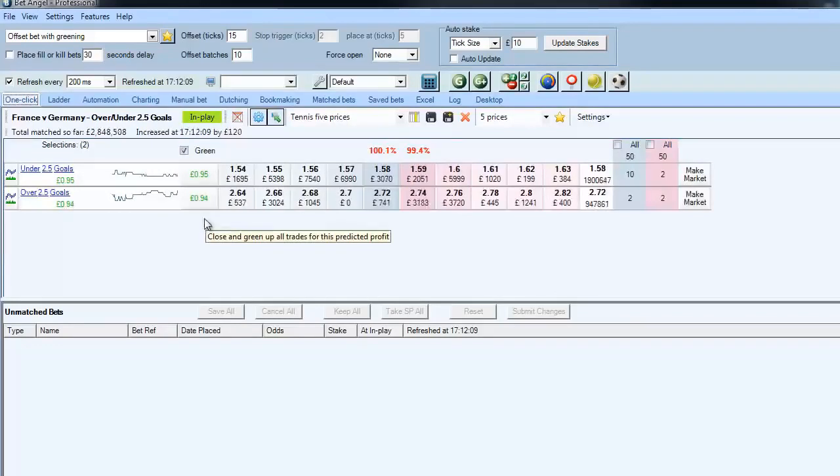We can do whatever we want with that money. We could basically back or lay either of these selections to put the money back through the market and do something clever again, or we could just do nothing and walk away from this market and start focusing on another one. But there you go, there's a quick example of trading under 2.5 goals.